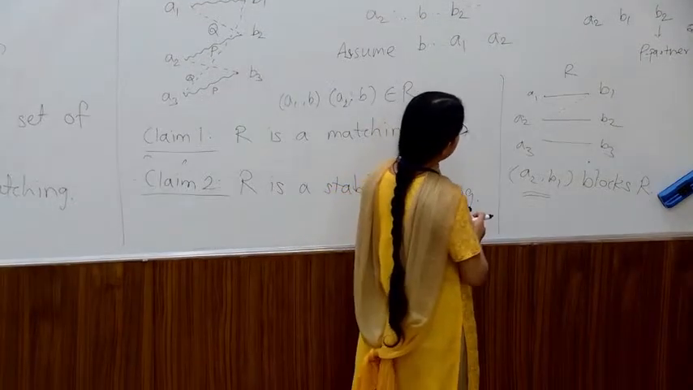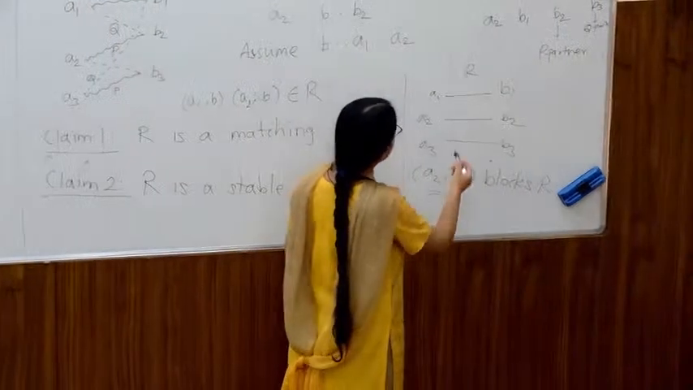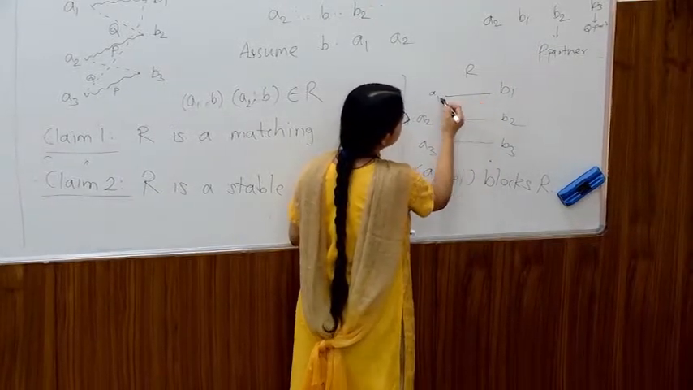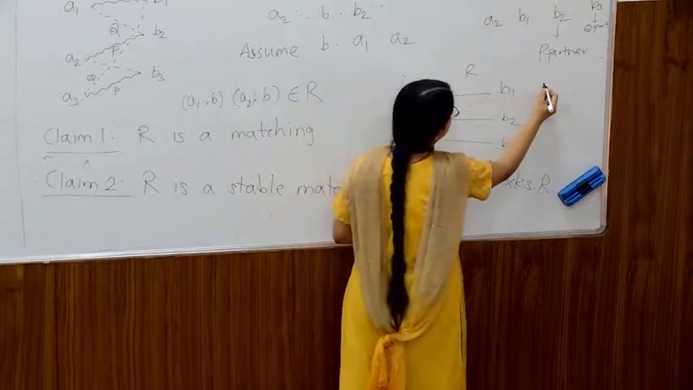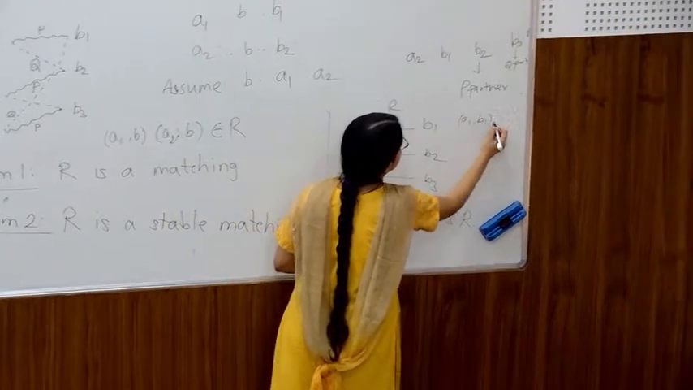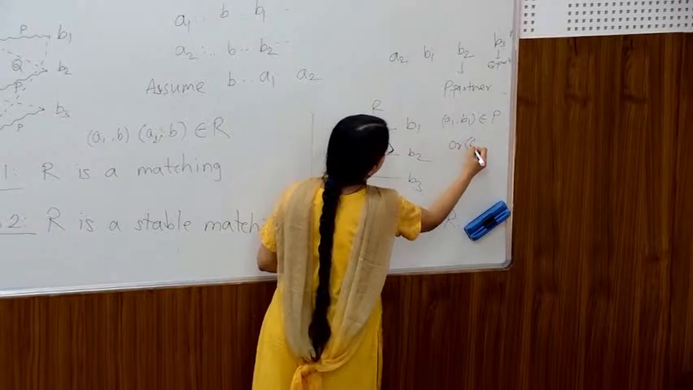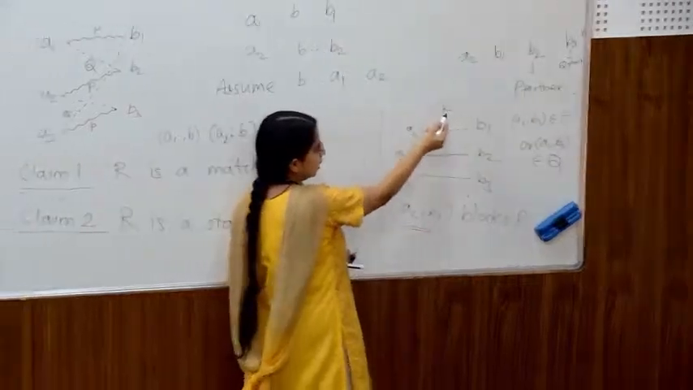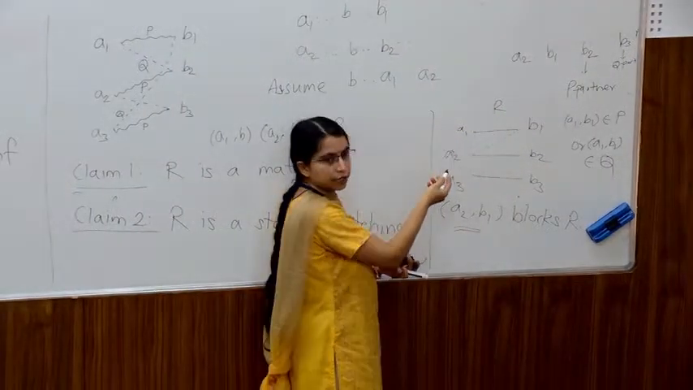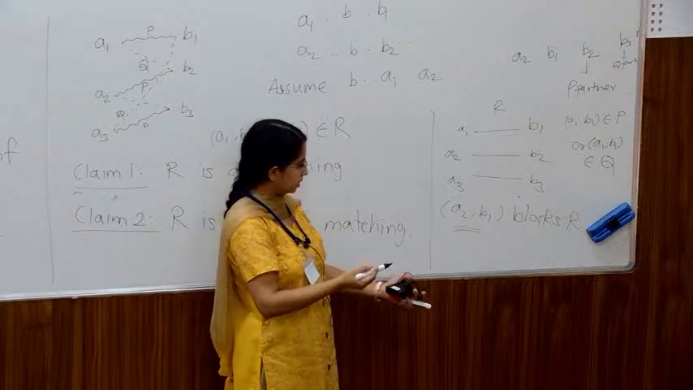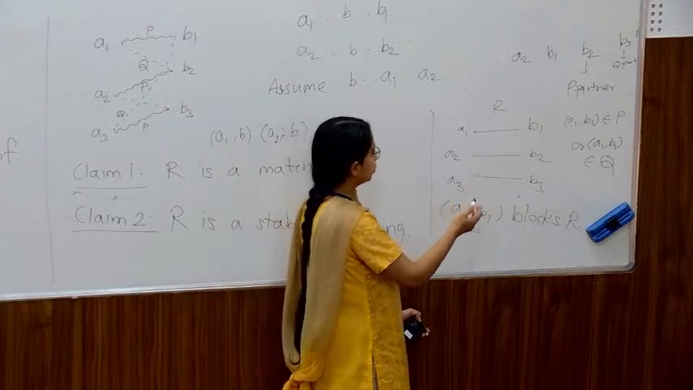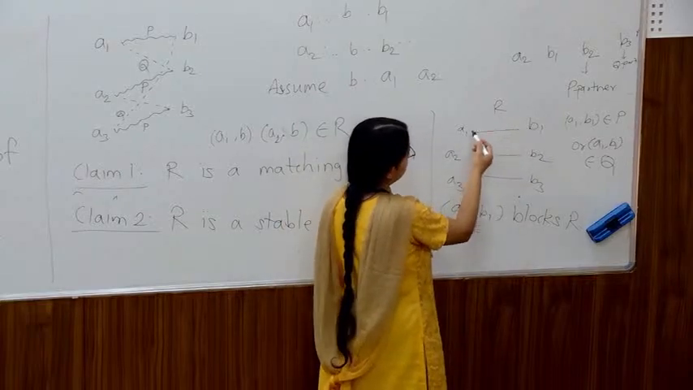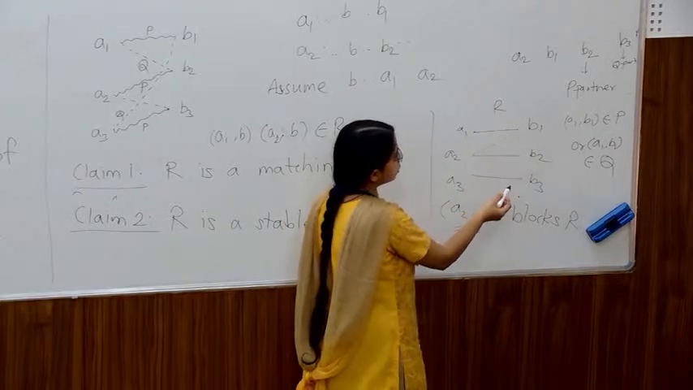But also B1 prefers A2, which means this is also an edge either in P or Q, right? So A1 B1 either belongs to P or A1 B1 belongs to Q. Why? Because that is how R is constructed. A1 was asked, do you like your P partner or Q partner? It said, okay, I like whichever P or Q partner, and that happened to be B1. So A1's P or Q partner is also B1. So suppose this is the case.